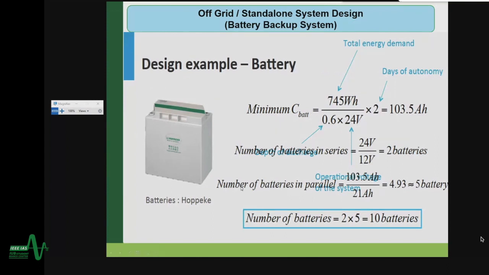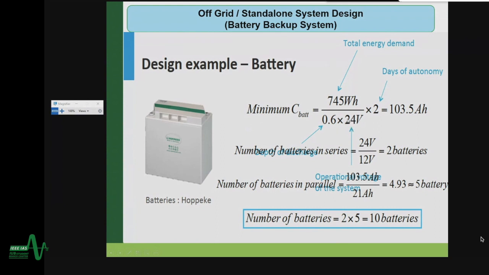So now comes the battery specification design. The minimum capacity of battery which we require: the total energy demand we already calculated is 745 watt hour, divided by 60% depth of discharge and multiplied with 24 volt, which is the operational voltage we chose. Operational voltage means the solar module is connected to the charge controller at 24 volt. And the charge controller will also connect with the battery.